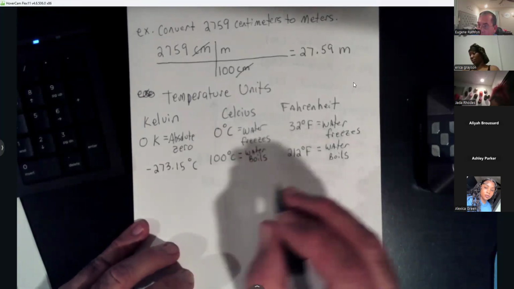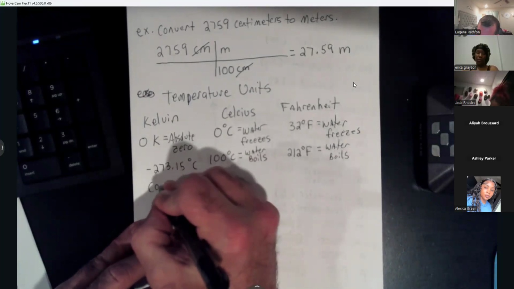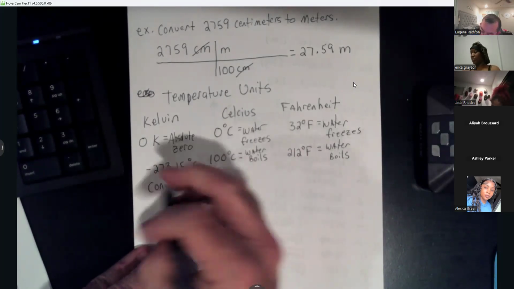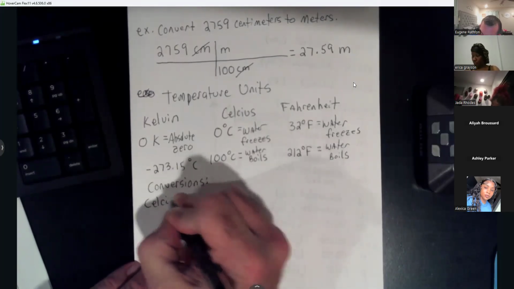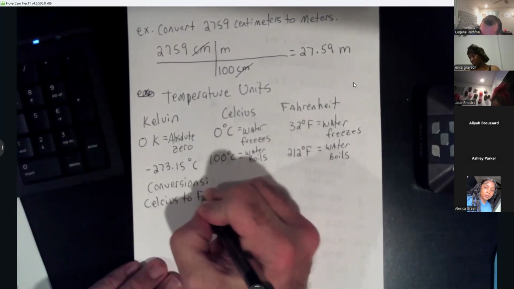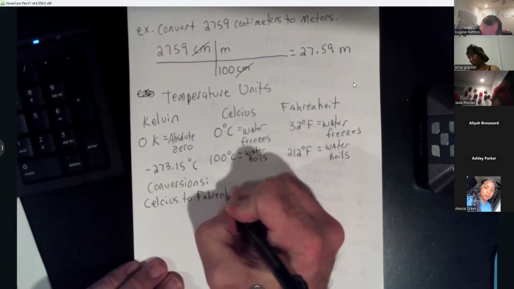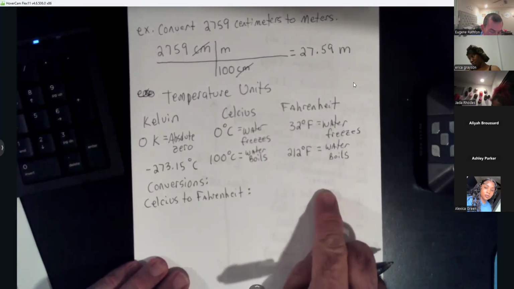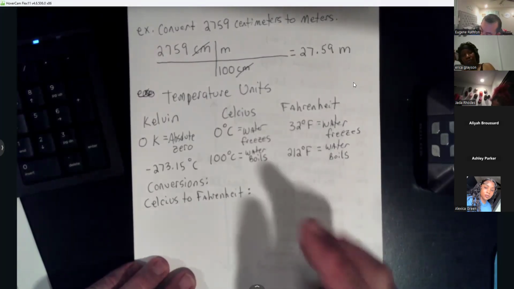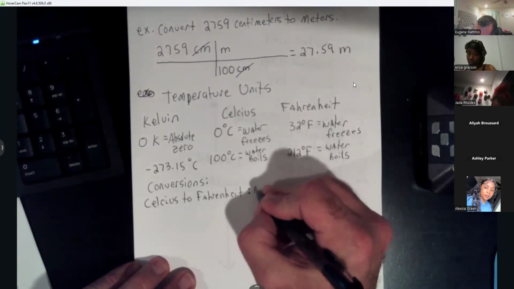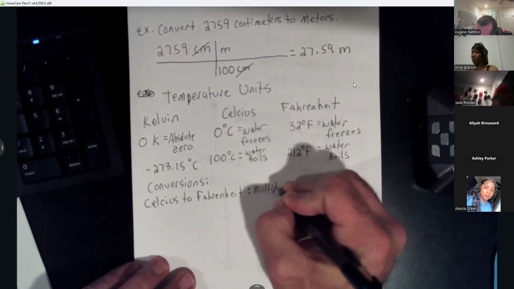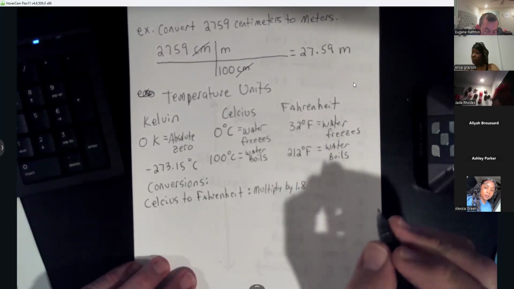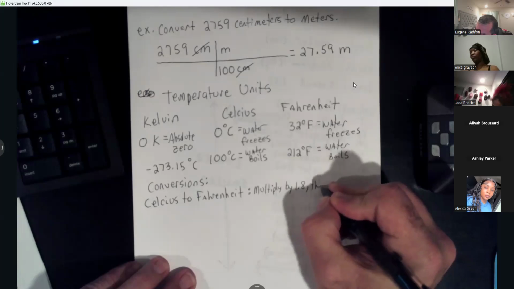All right, so some conversions. Celsius to Fahrenheit. This is how you convert from one temperature to another. You multiply by 1.8, then add 32.